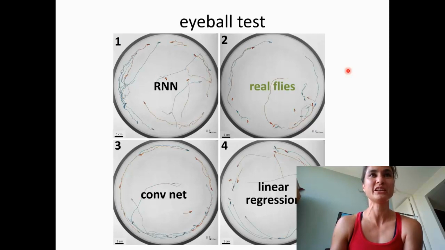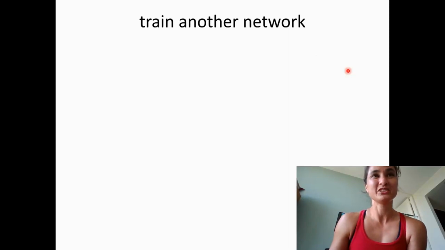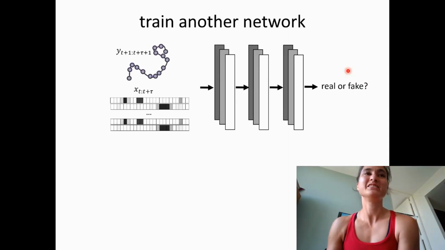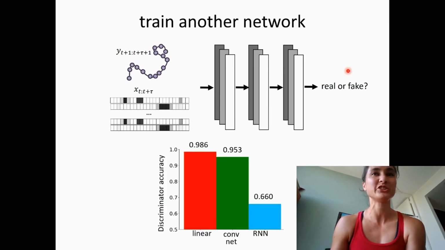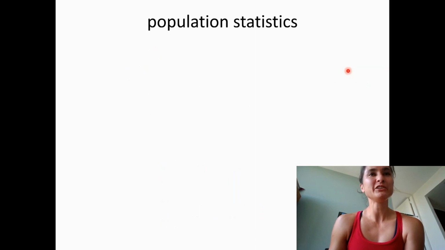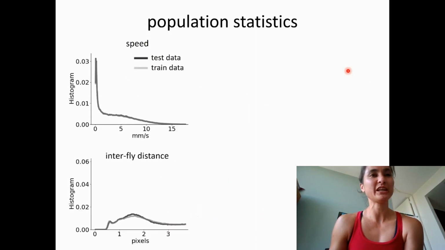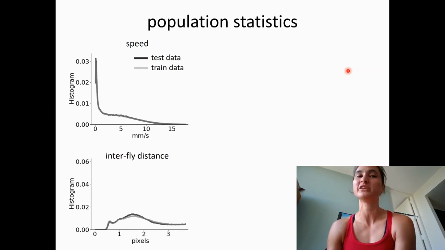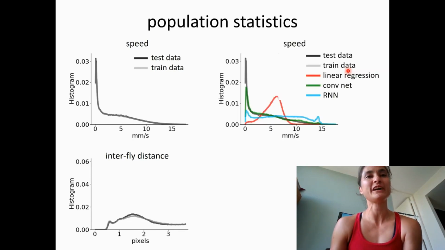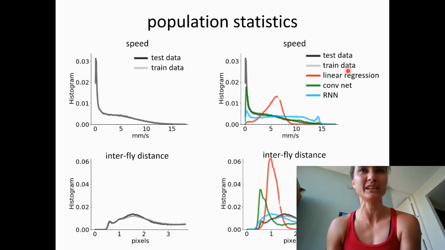Another approach is to train a discriminator network that can tell real from fake trajectories. And then the final approach that we've been exploring is to look at population statistics collapsed over time, for instance, histograms of the speed of the animal or the distance to another animal, to find deficiencies or biases in our models.